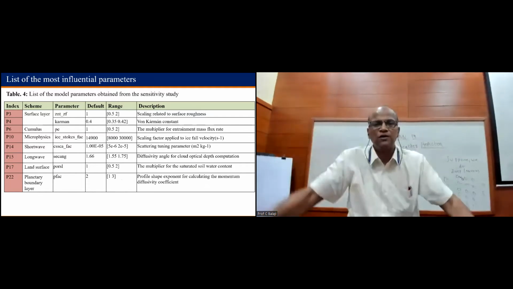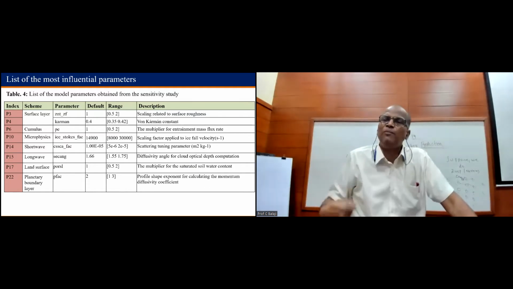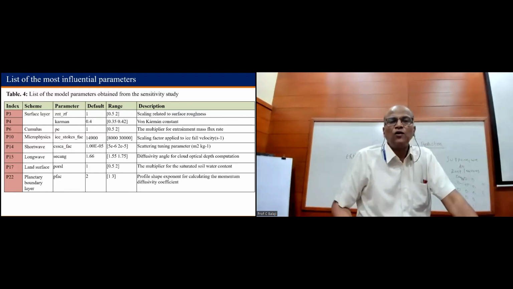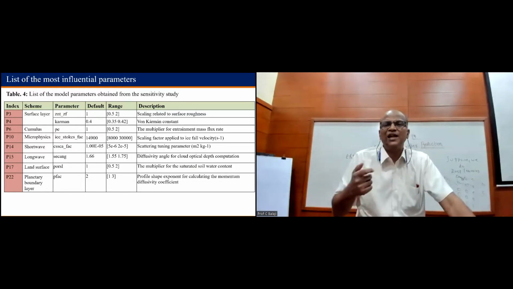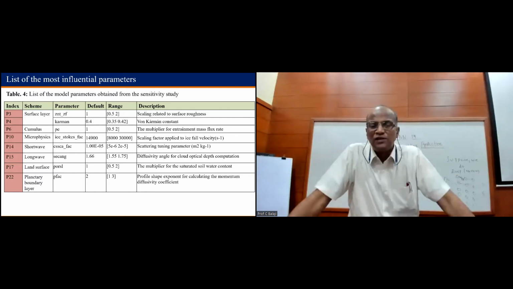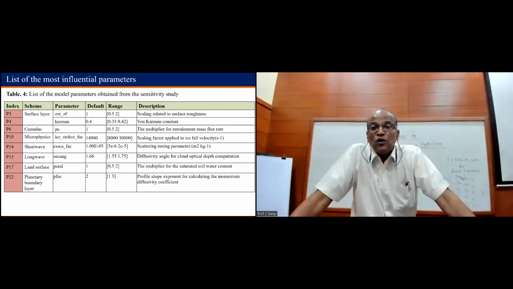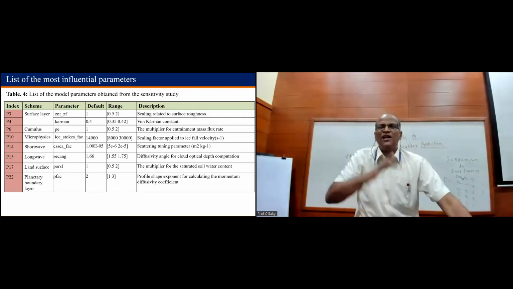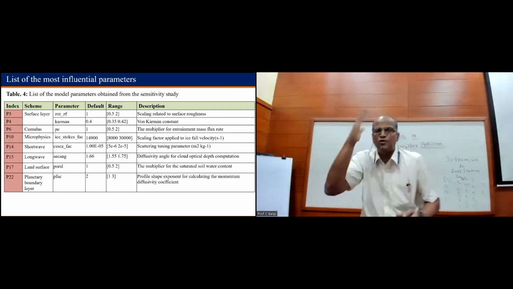Okay, let's say 20 values. P4, 0.35, 0.36, 0.37. Then microphysics, Stokes parameter, scaling factor, ice fall, 8,000, 9,000. So it is endless. So obviously there should be a method in the madness. So what we do is, here machine learning, here all your numerical skills come to your advantage.